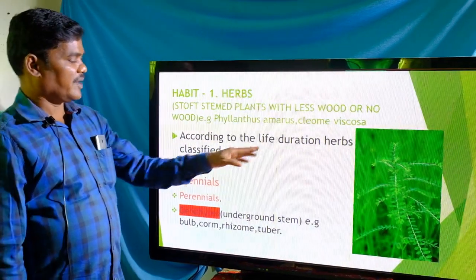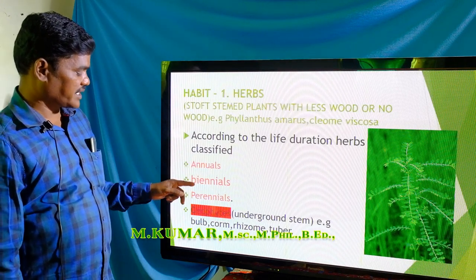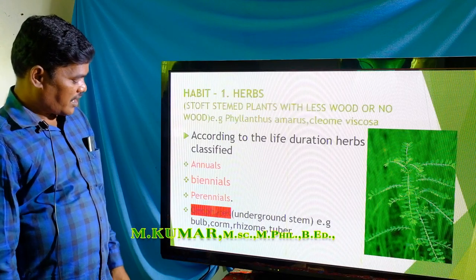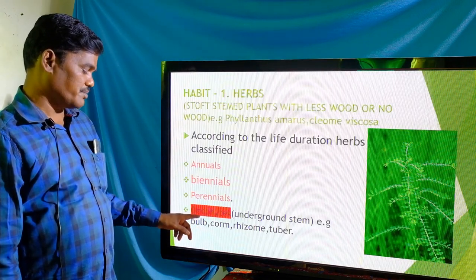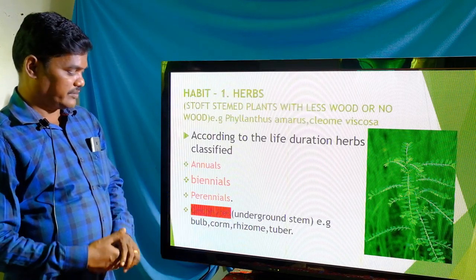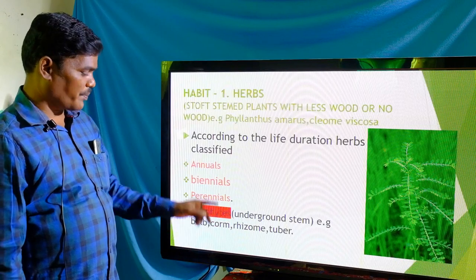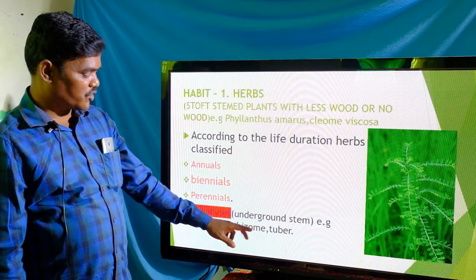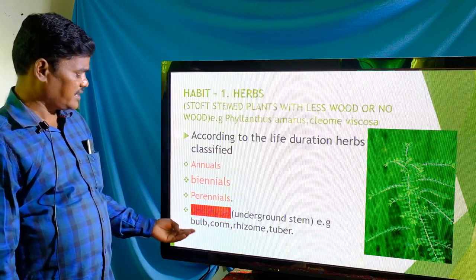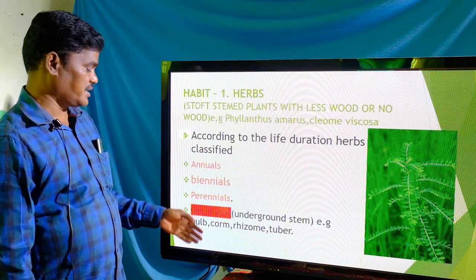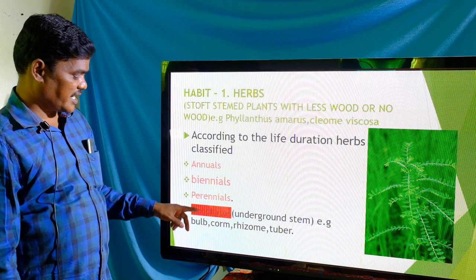According to the life duration, herbs are again classified into four categories. First is annuals, second is biennials, third is perennials, and then the geophytes. This is a very important word, geophytes. Geo means earth, under the ground. Reproduction of the plant is carried out with the help of an underground stem, which is called geophytes. Examples: bulb, corm, rhizome, tubers. Tubers means potato, and rhizome means turmeric; these are all underground stems. So keep it in your mind. Herbs are classified into four categories: annuals, biennials, perennials, and geophytes.